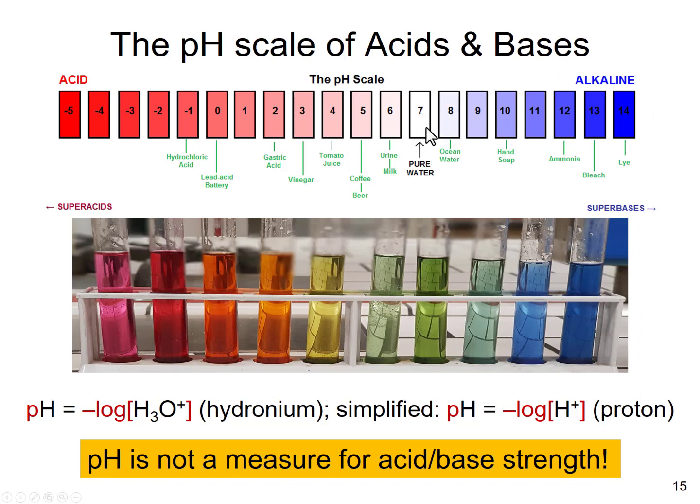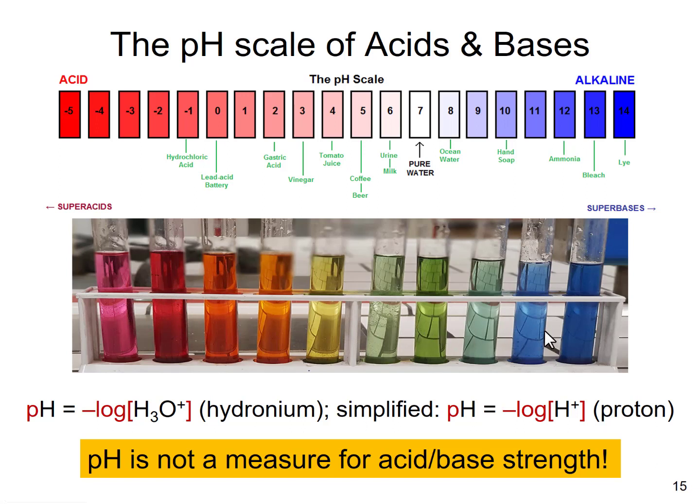And when it's 7, then it's neutral. Now you have all encountered all this already. So you have these aqueous solutions with different types of acid and bases. And at the same time, there's also an indicator that basically through color changes indicate the pH state.